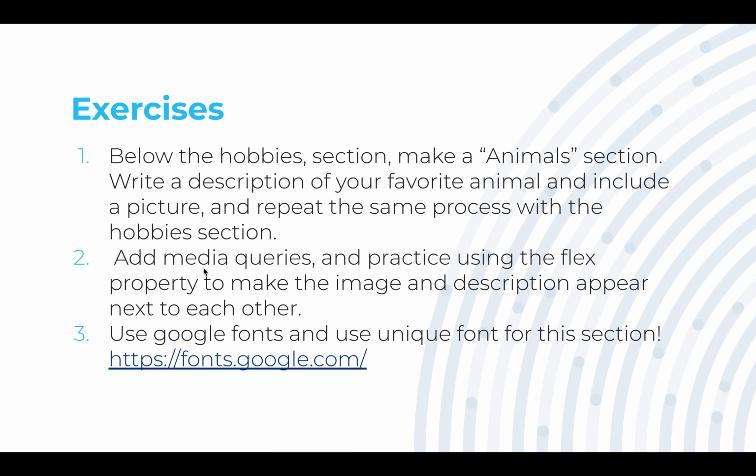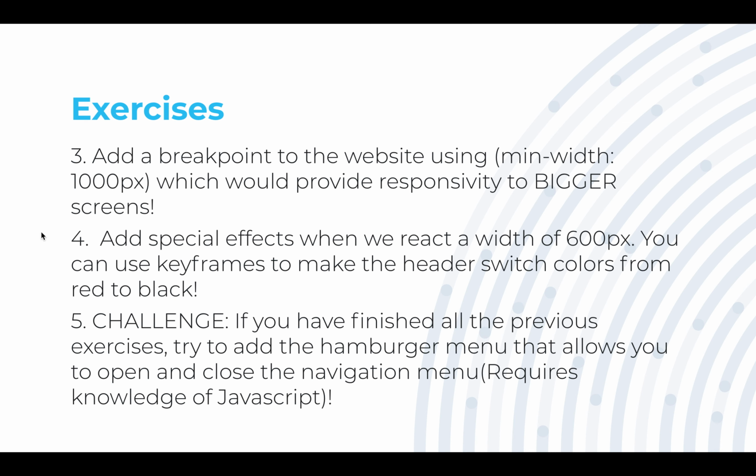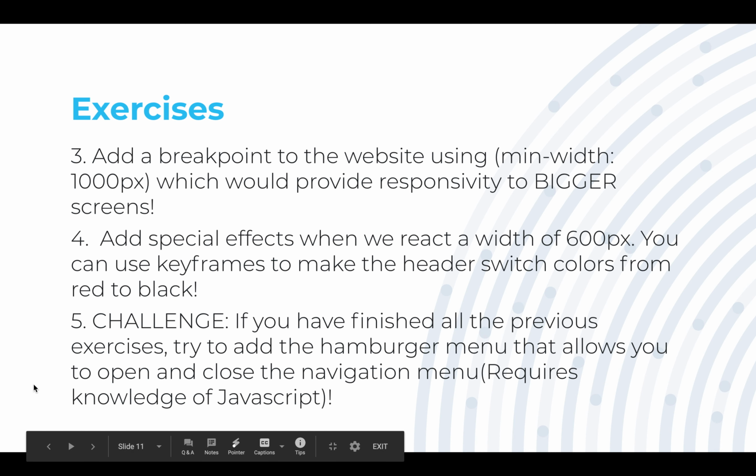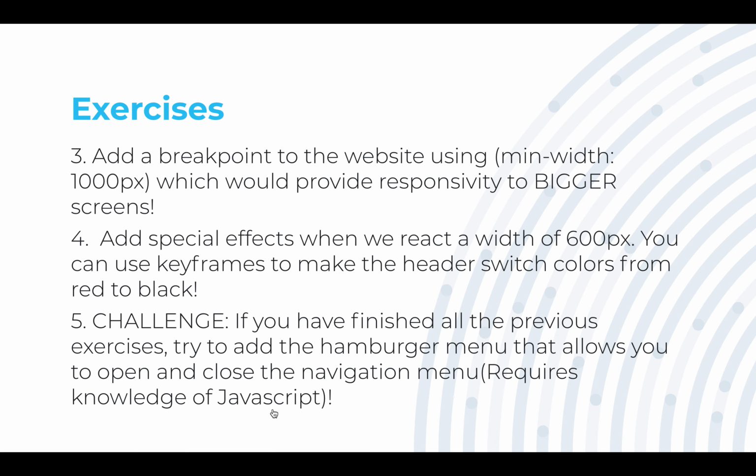So we have some exercises for you. Go practice. We can have an animal section, pretty much just repeat the same process with the hobby section, and add media queries, use Google Fonts, practice the things we practiced in previous lessons. Here's some more exercises and a challenge problem. Try to figure out how to do the hamburger menu if you know JavaScript.